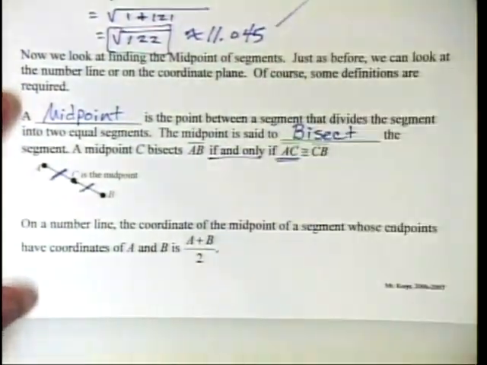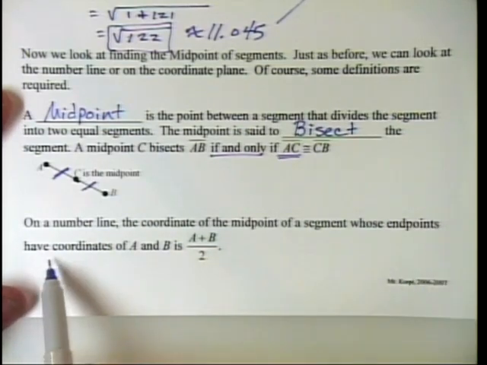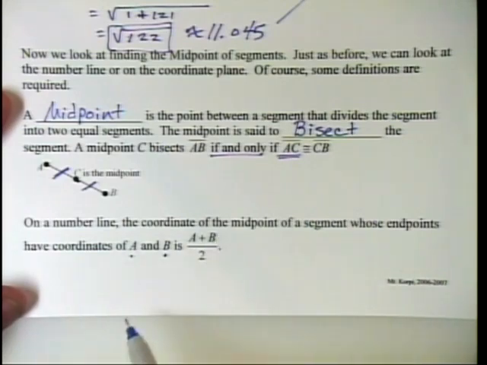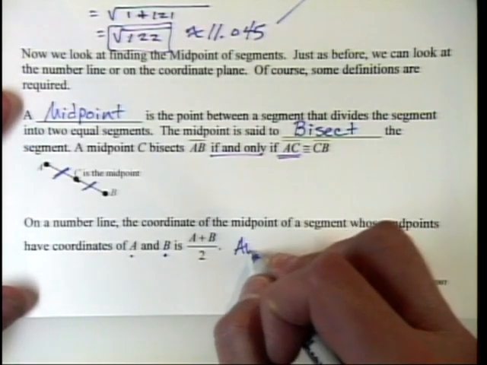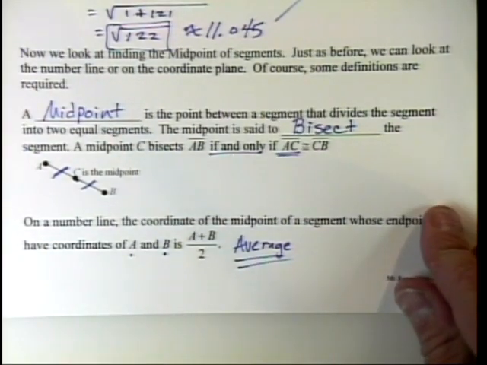Now on a number line, it's pretty easy. The coordinate of the midpoint of a segment on a number line whose endpoints have coordinates of A and B is just A plus B, add them together and divide by 2. It's the average of the coordinates. All right, I'll show you what I mean. It's not too bad.